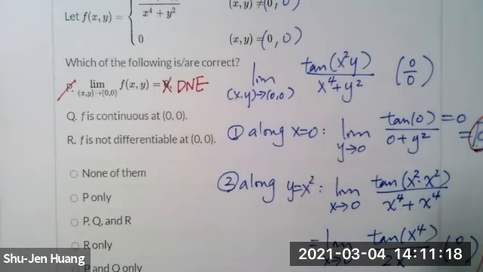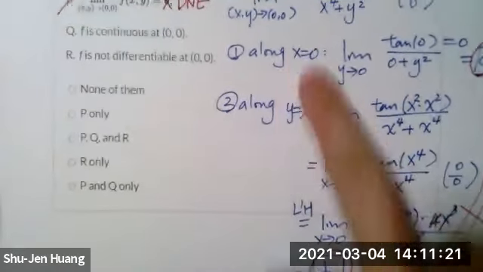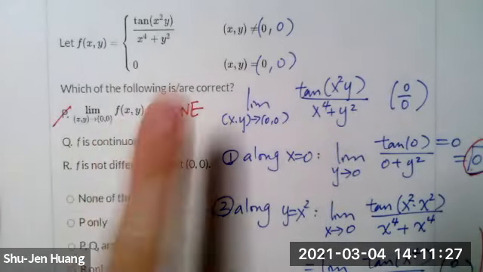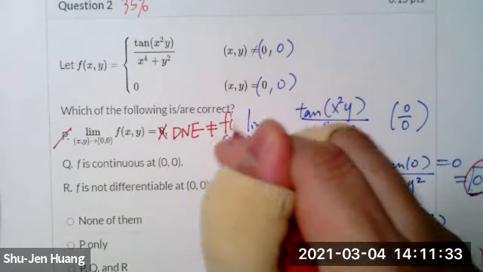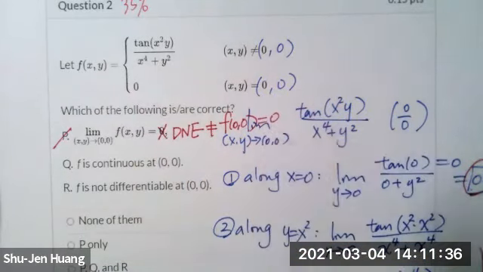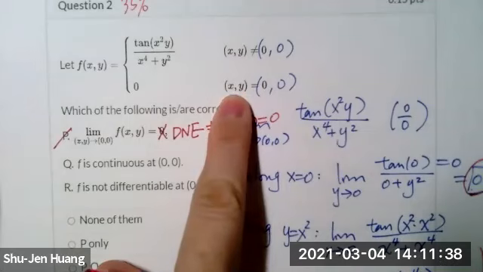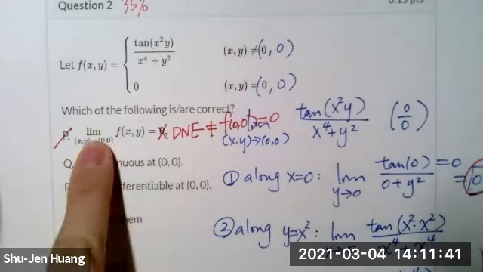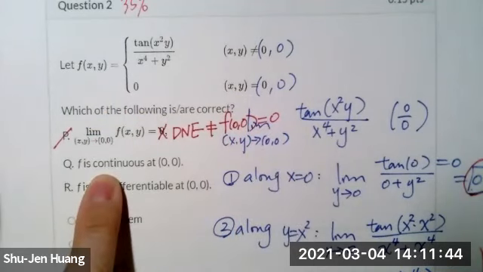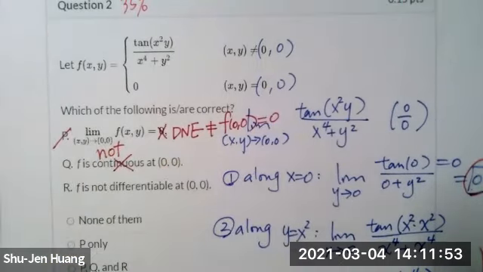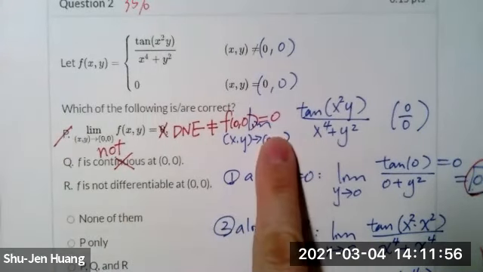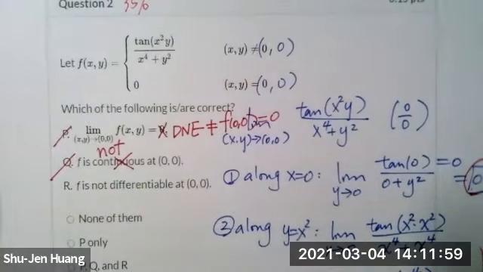The limit does not exist here, okay? Because along two paths here, we got two different limits. Therefore, the limit does not exist. If the limit does not exist, then of course it doesn't equal the function value, right? The function value at the origin is defined as 0. So the limit doesn't equal the function value. Therefore, is the function continuous? It's not continuous, right? When we have continuity, the limit value has to be equal to the function value. Okay, so Q is not correct.